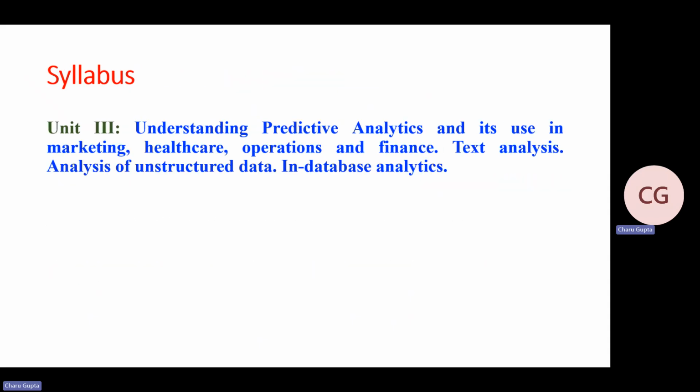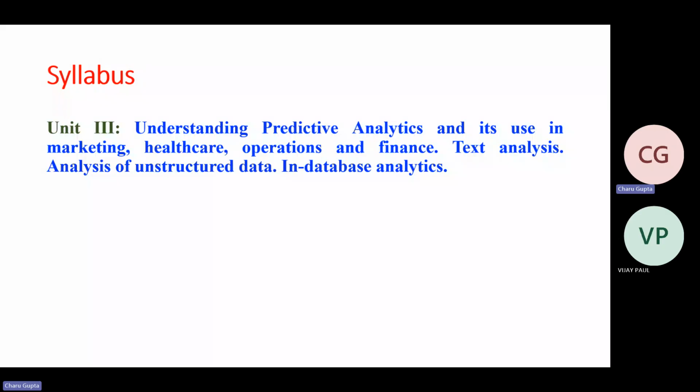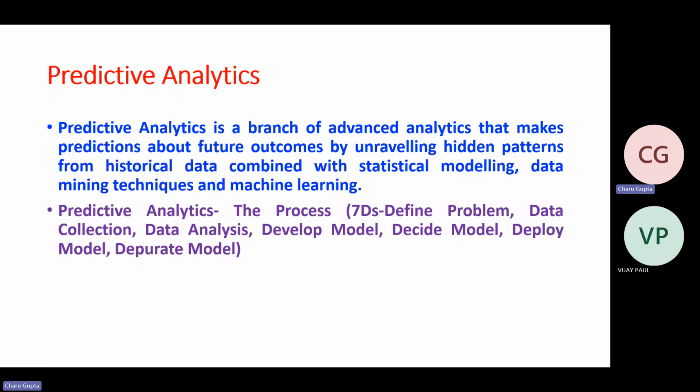So we will start with unit number 3, which consists of predictive analytics, its life cycle, its applications, and the second part of unit number 3 is text analytics. When I talk about predictive analytics, it is basically a branch of advanced analytics wherein we are predicting certain future outcomes, right? By identifying hidden patterns which exist in the historical data. And for this, we use statistical modeling, data mining techniques, and machine learning techniques.